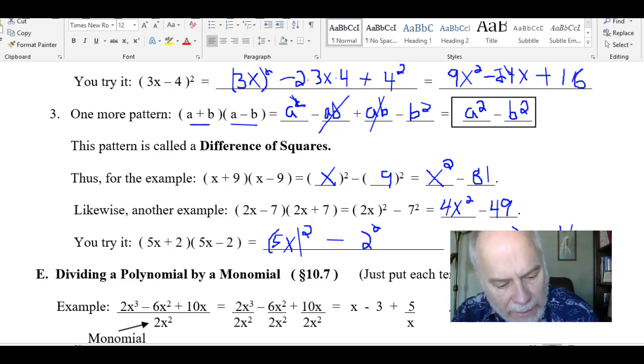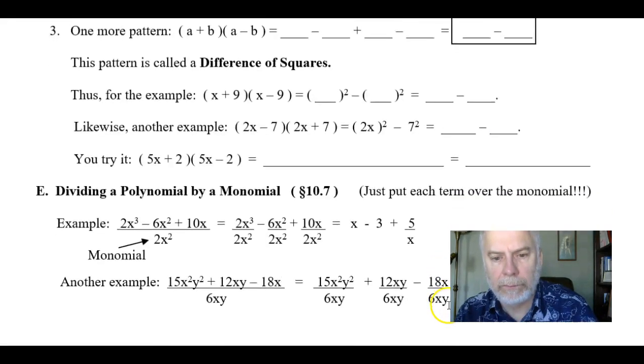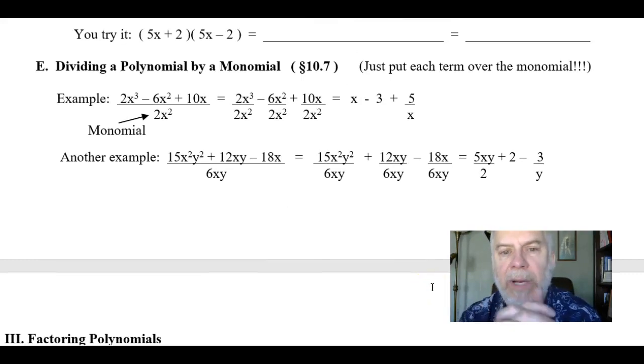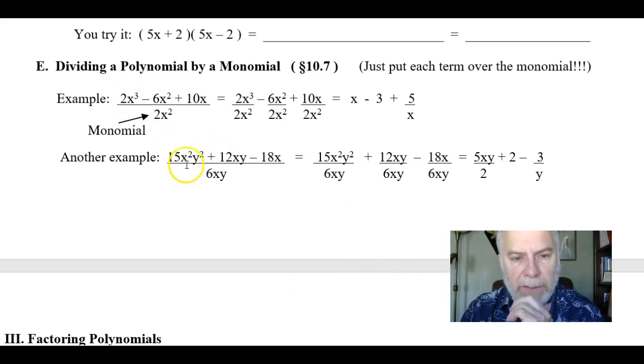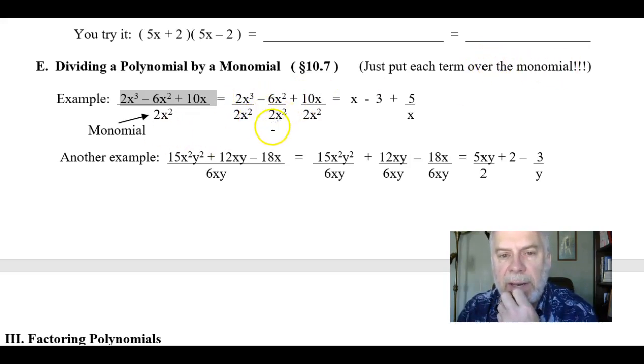So let's look at the last item here: dividing a polynomial by a monomial. So here, these are all worked out for you. If I'm taking a polynomial, like this one here, and dividing it by 2x squared, you can just write each term of the polynomial and put it over the monomial. So you can see how I did that. Then you can reduce, okay?